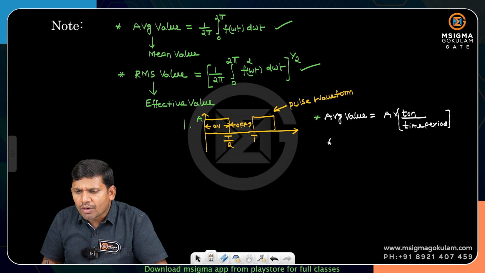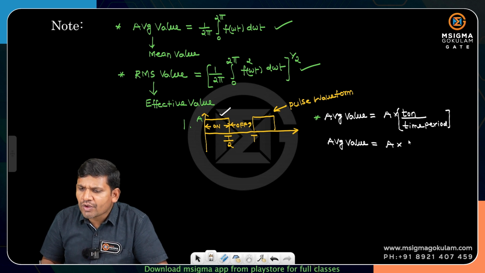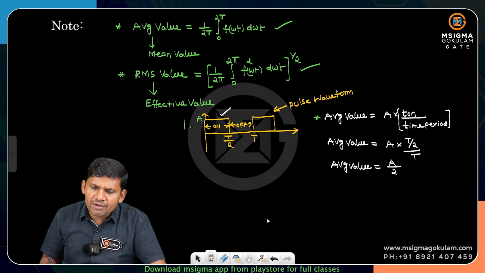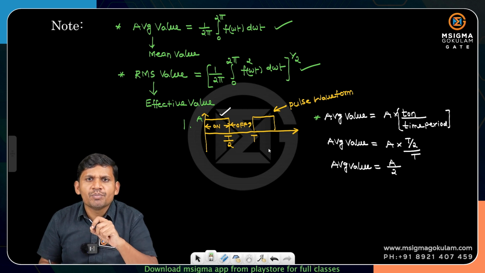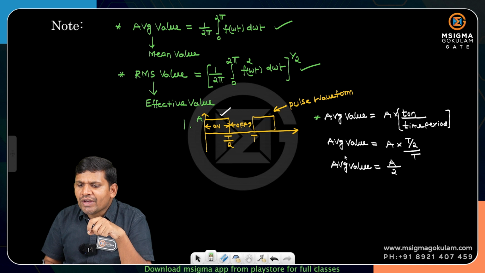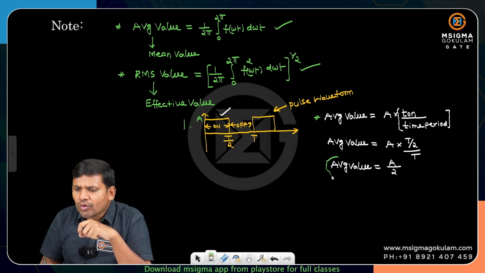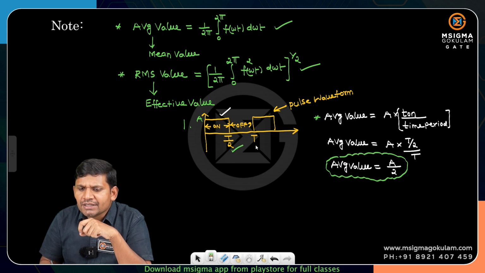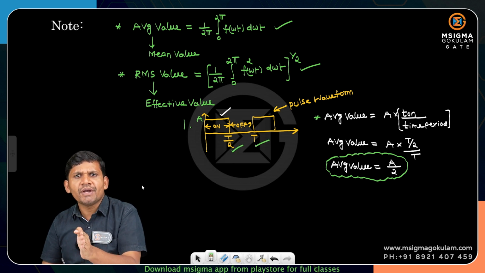Now for the given waveform, the average value equals amplitude into, what is the on time here, students? T by 2. The total time period is T. Then T cancels, and the average value equals A by 2. That is, if any pulse waveform is given and it is a periodic waveform, observation is important. If the pulse waveform is periodic, the average value equals amplitude by 2. The condition is that it is a periodic waveform, the same waveform repeating every period.